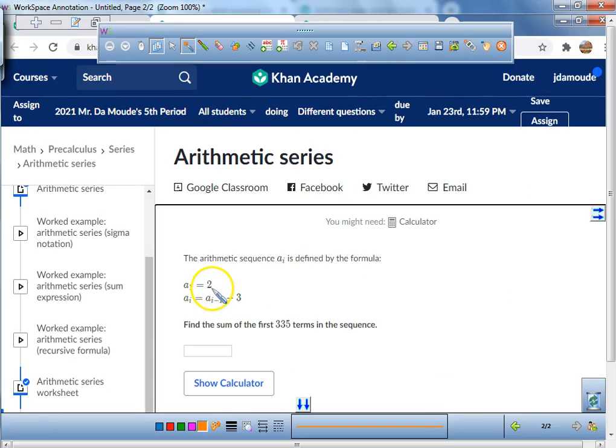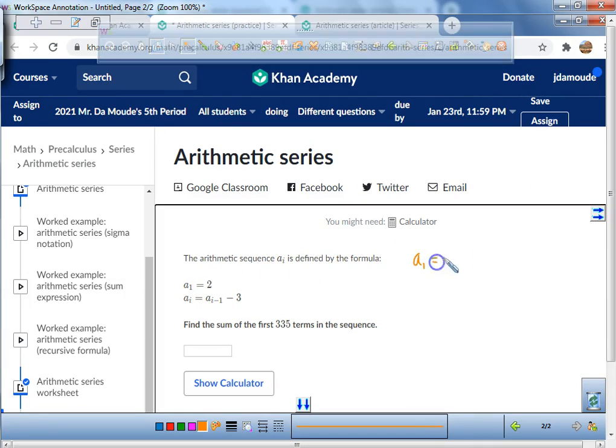It says our first term is 2. Very first term is 2. Now here's the formula we will eventually use. The sum of this arithmetic series is the first term plus the last term, divided by 2, times the total number of terms. Well, right now it says the sum of the first 335 terms.